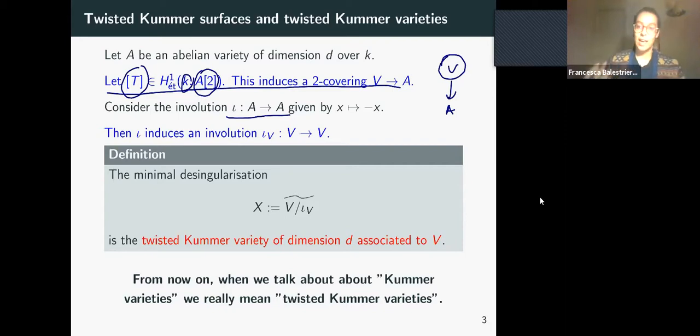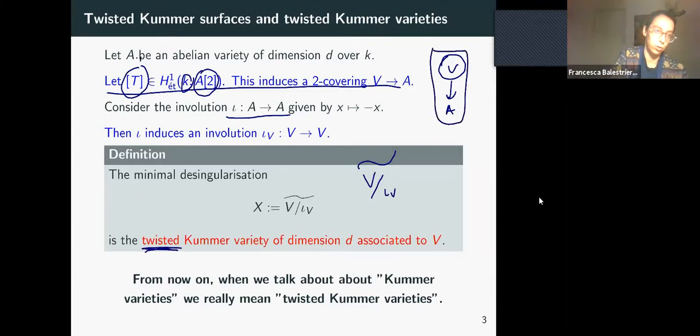So this involution on A actually induces an involution on V. And again, we can do a similar construction as before. We take V, we quotient it by this involution, and then we take the minimal desingularization of this quotient. And what we get is what is called a twisted Kummer variety of dimension d associated to this 2-covering, or equivalently associated to this torsor here.